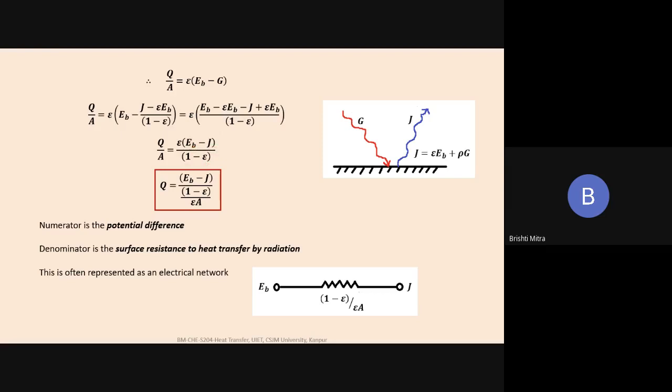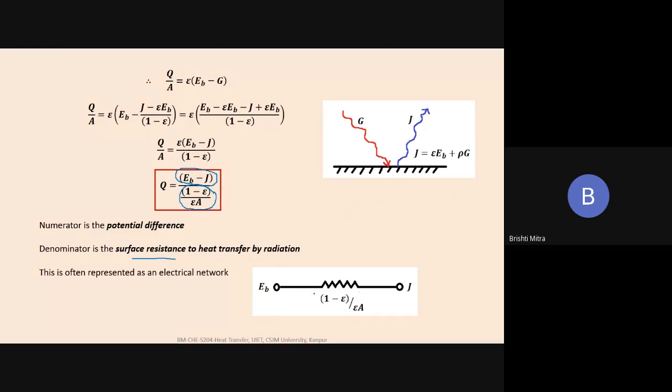If I write it in this particular form, what I get is that EB minus J, the numerator, is known as the potential difference. This is again a rate process. So this is the potential difference. And if this is the potential difference, the denominator will be called the resistance. So what kind of resistance? We are talking about surface resistance. That is, when the radiation falls on a body, whatever is going out, this resistance is the surface resistance of a single body. We are not talking about a second body as of now. There's only one single body that we are talking about.